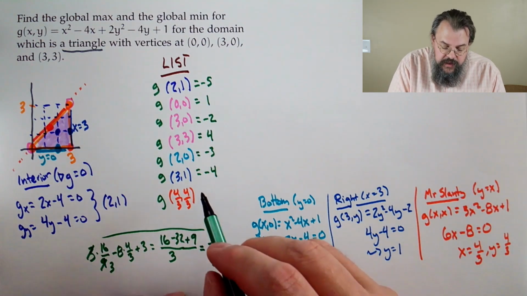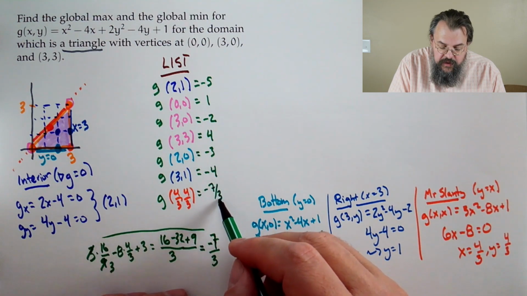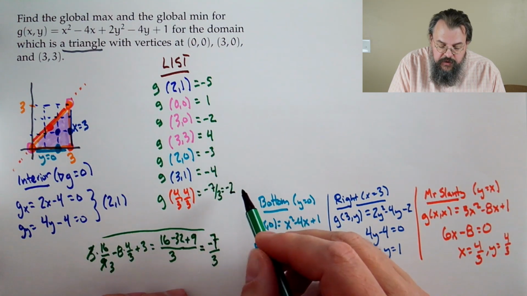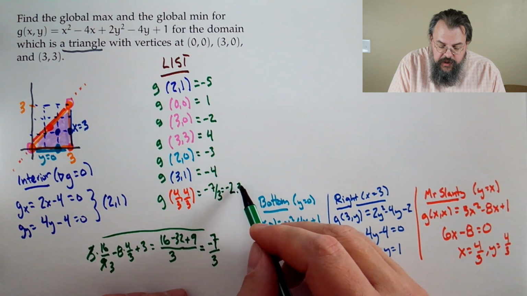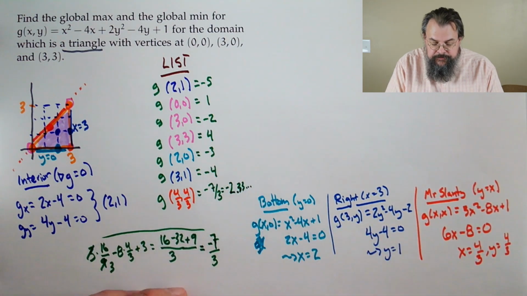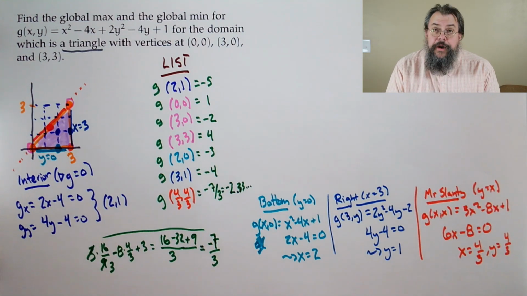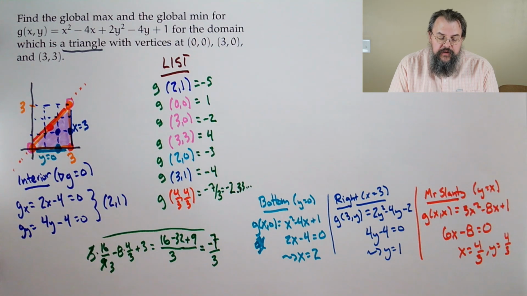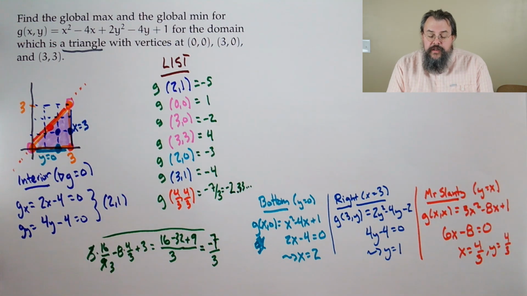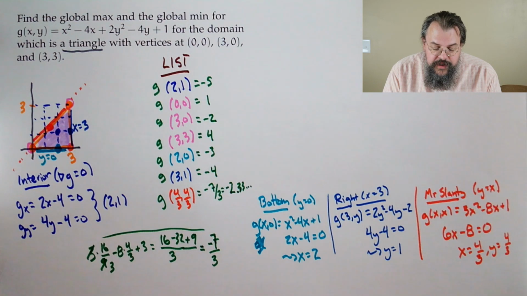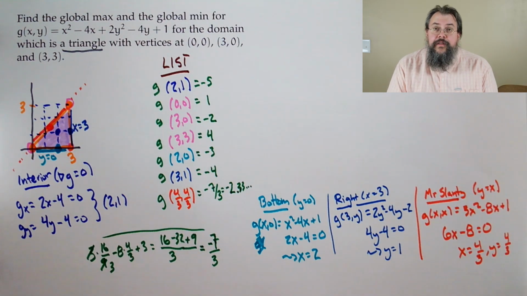Minus 7/3 is minus 2.33, so forth and so on. All right, so there we go. Now we're ready. We've done the work, and we can take a look and ask ourselves the question, where's the smallest numbers? Where's the largest numbers? And that'll give us our answer, absolute max and absolute min.